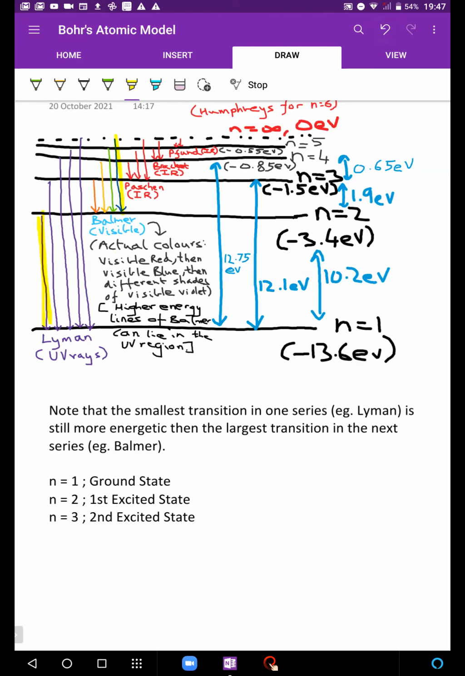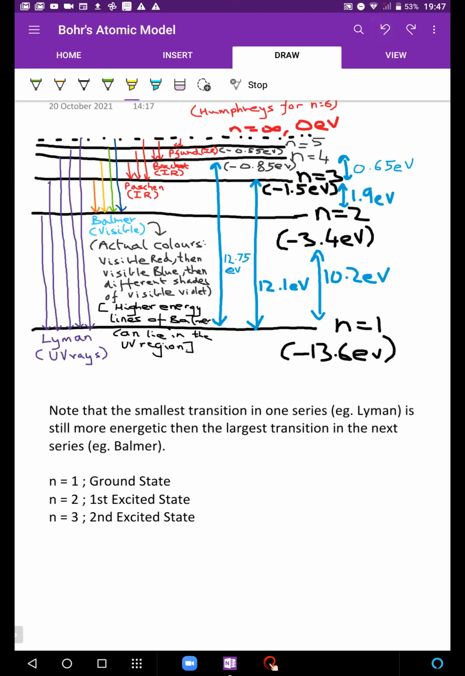Get that in your head. The jump from 2 to 1 is bigger than infinity to 2. Then so on and so forth. The jump from 3 to 2 is bigger than infinity to 3. Maybe it's not clear in my diagram, but that's how it is. The jump from 3 to 2 is bigger than infinity to 3. 3 to 2 is 1.9 electron volts. Infinity to 3 should be 1.5 electron volts. Okay, and so on and so forth.